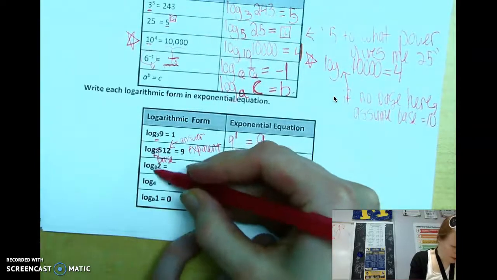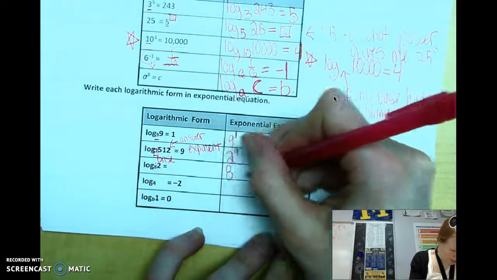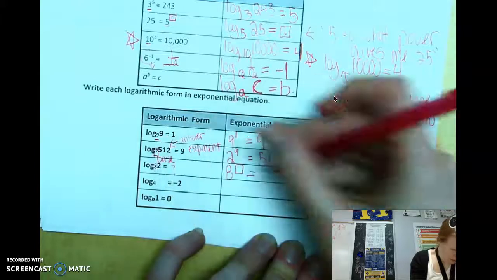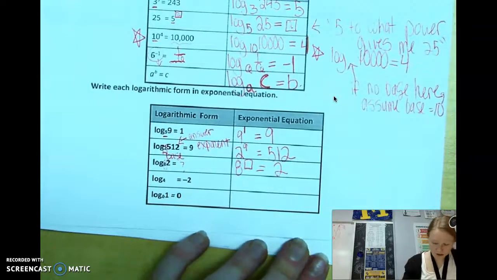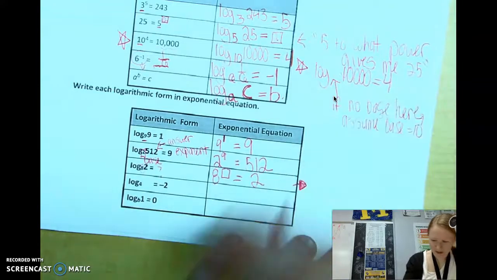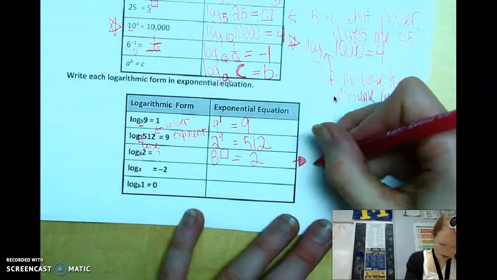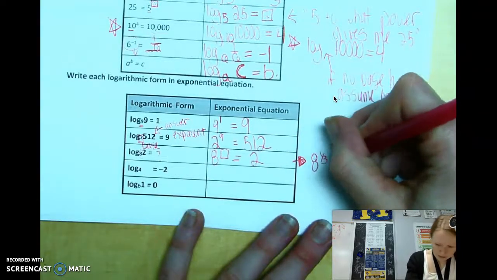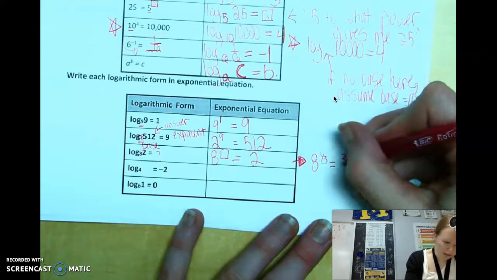So in this case, our base is 8. We don't know our exponent. And we know our answer is 2. Now this is weird, and I'm going to show you how to get this answer, and this is something we haven't really talked about a lot. So in this case, we're going to get 8 to the 1/3 power gives me the cube root of 8.